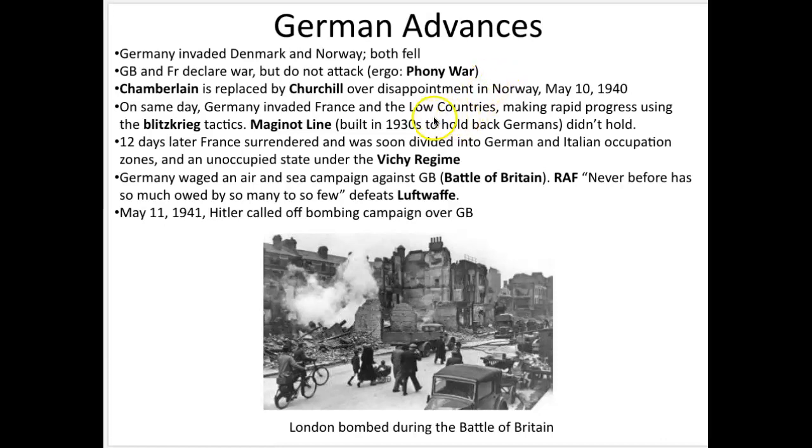On the same day, Germany invaded France and the Low Countries, making rapid progress using blitzkrieg. And the Maginot Line is a line that was built in the 1930s in France to hold the Germans back, but it did not hold. The Germans invaded. It's like the Schlieffen Plan all over again. And 12 days later, France surrenders and is then divided. There are German and Italian occupation zones, and then the unoccupied part of southern France is called Vichy. Vichy France is really kind of holding up the French flag because the rest of it is Nazis.